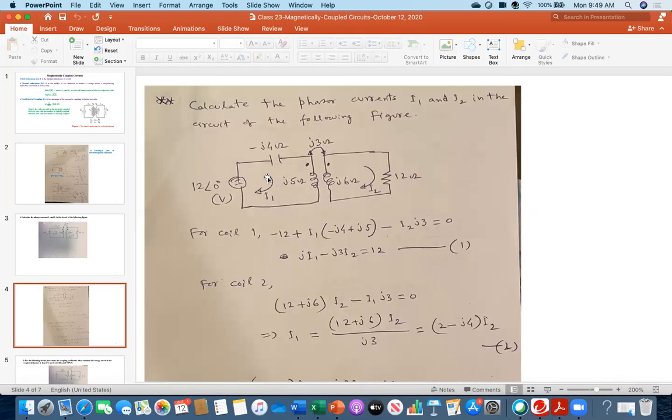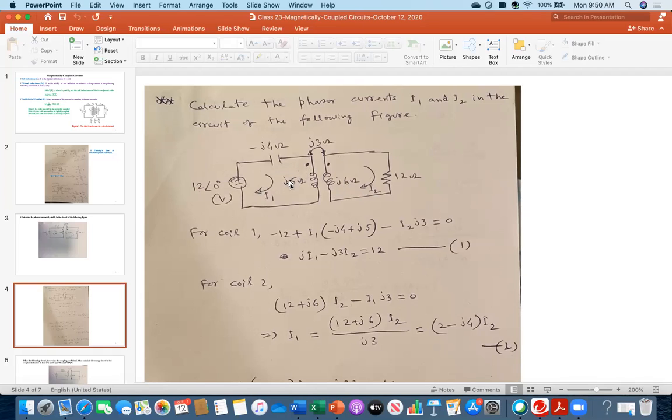Therefore, see this one, I1 current, it was going and it was entering at the dotted point. This means current I1 was entering at the dotted terminal of this coil. In this coil, look, dotted terminal is here, dot point is here. But you see, because it is clockwise, current is first entering at the non-dotted point, and then current is leaving the dotted terminal. So this means two opposite things.